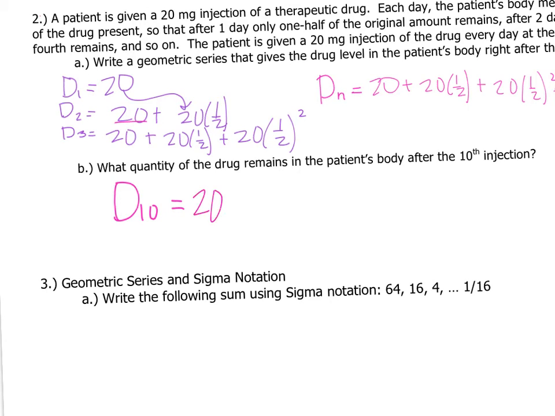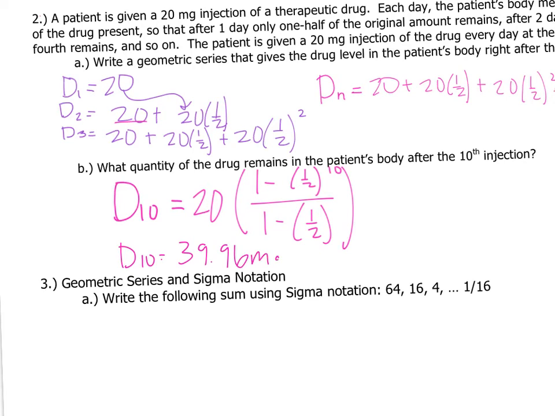So initial value is 20. Our common ratio here is 1/2. And then again, just really be careful with your calculator. If you're not getting 39.96, please let me know and I can look at what you're putting on your calculator to help you out.